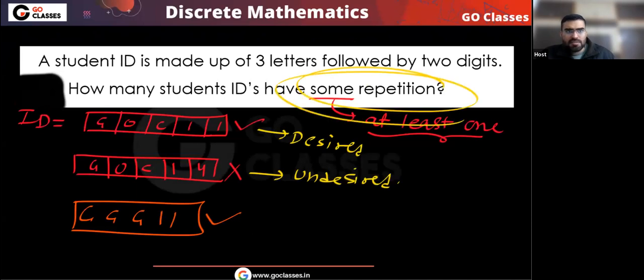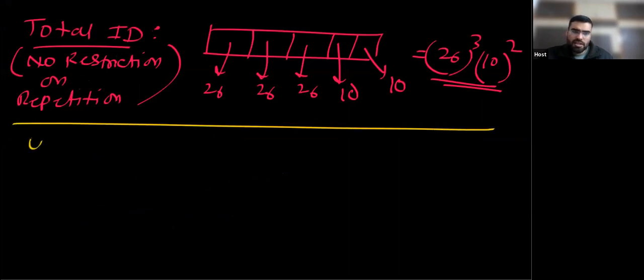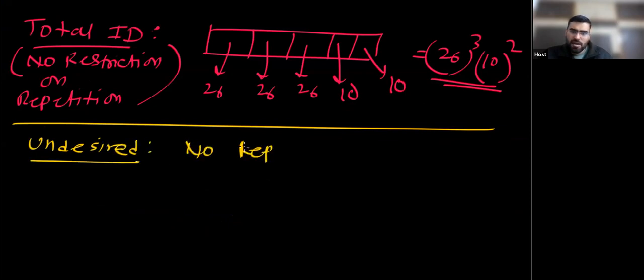We are bothered about this condition because this condition is troubling us. So if you ignore this condition, then the answer will be 26^3 multiplied by 10^2. This is the total with no restriction on repetition. Now what are the undesired? Undesired means no repetition.